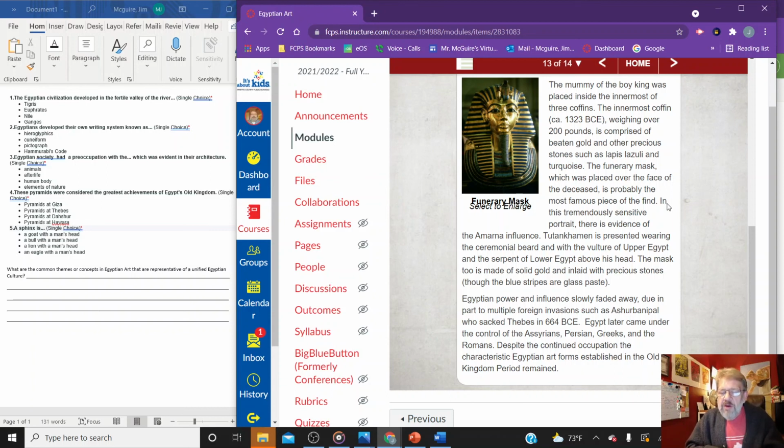Egyptian power and influence slowly faded away due in part to multiple foreign invasions. Egypt came under the control of the Assyrians, Persians, Greeks, and Romans. Despite continued occupation, the characteristic art forms established in the Old Kingdom period remained.